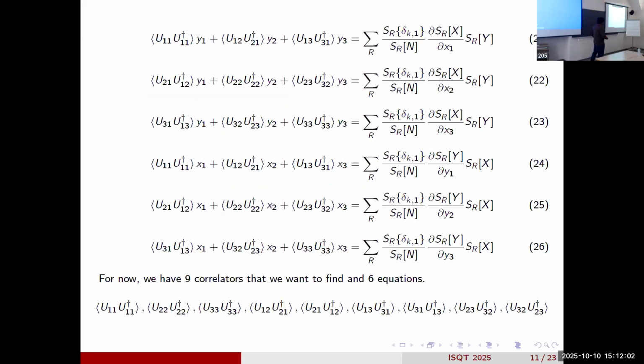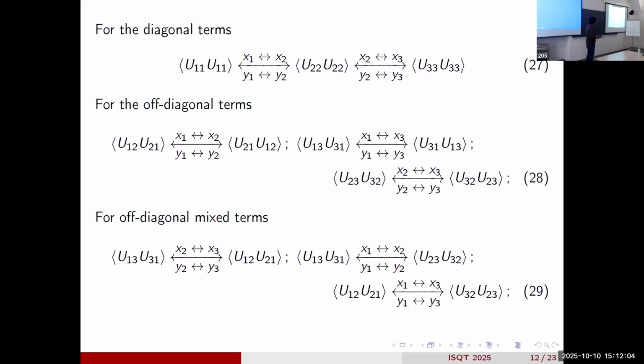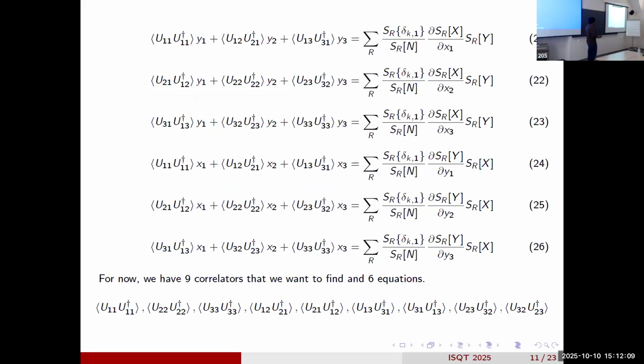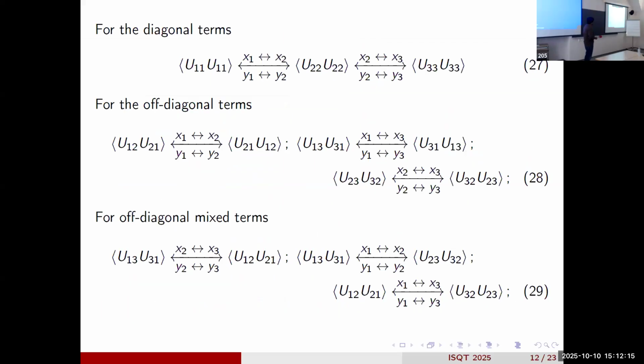So we calculated all these correlators, and we found that no correlator is exactly equal to another. So it seems like we cannot solve this system, and this method is not working in the case of a 3x3 matrix. But they have this kind of symmetry relation: if you change x1 to x2, it will give you this. If you change y1 to y2, you get this particular relation, for the off-diagonal mixed terms and for the diagonal terms.